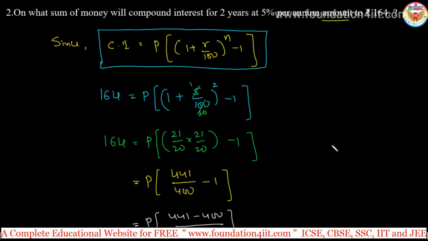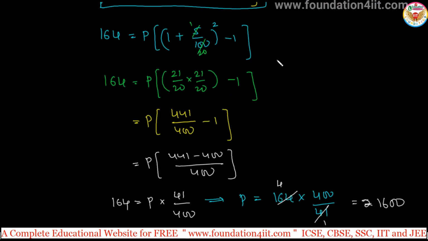Let me repeat the question again clearly. On what sum of money will compound interest for this much data be this? That means compound interest is given, so we have to find the P value. So P is equal to 1600. The question is important, we have to understand it clearly and just substitute the same data in the formula. Similarly, we'll see a few more sums to find the rate percent as well as the number of years.